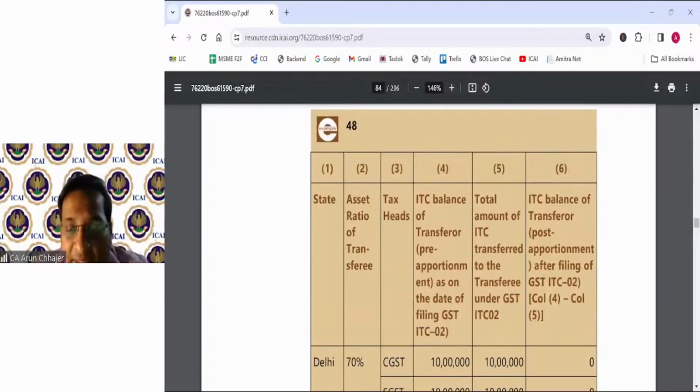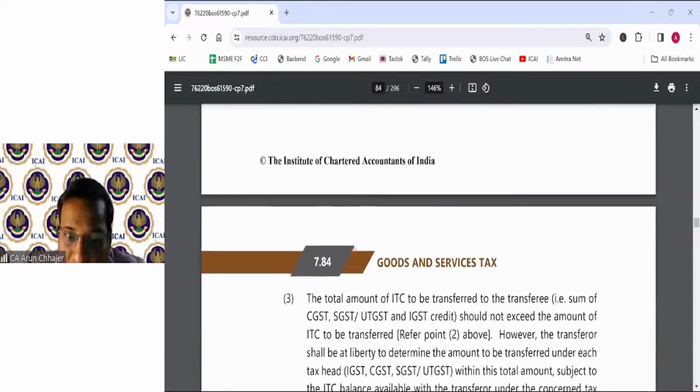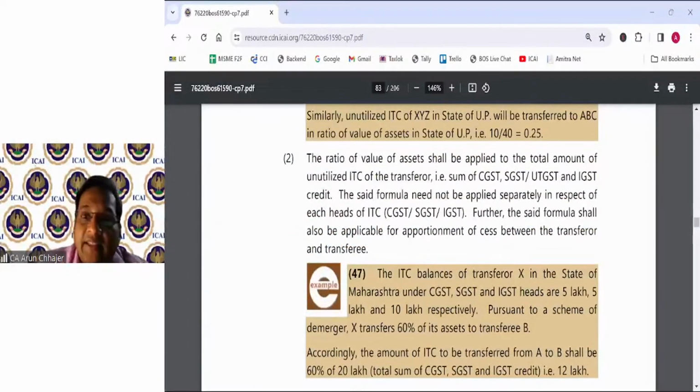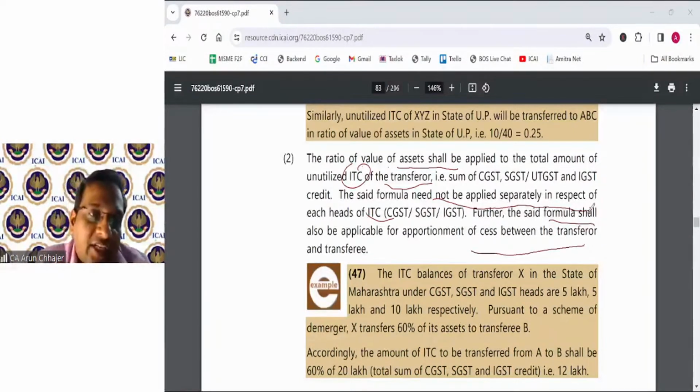So they have given the example. Let's read the example. Refer to point 2 above. So let's read once again this. The ratio of the value of the asset shall be applied to the total amount of unutilized ITC of the transferor, that is the sum total of CGST, SGST and IGST. The said formula need not be applied separately in respect of each head of the ITC. Further, the said formula shall be applied for apportionment of the cess between transferor and transferee.